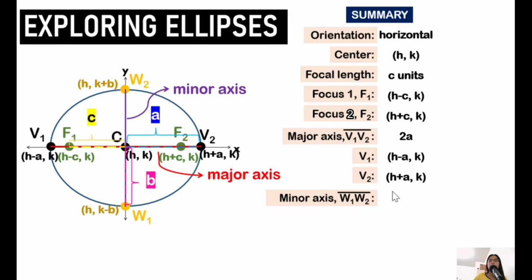Our minor axis, W1 to W2, has a length of, since it is b units from W1 to the center, plus b units from the center to W2, b plus b equals 2b. The coordinates of W1 are (h, k minus b) and W2 is (h, k plus b).